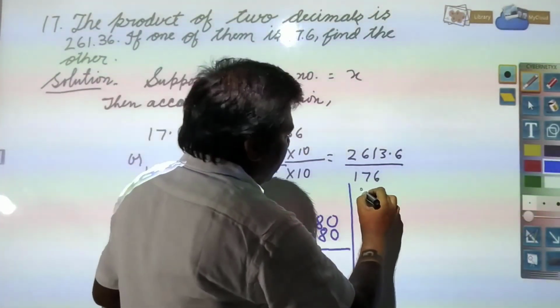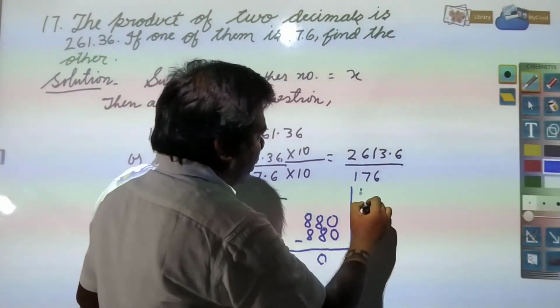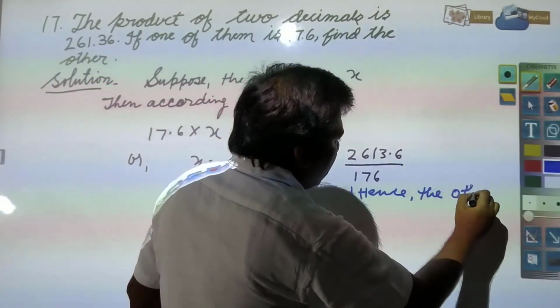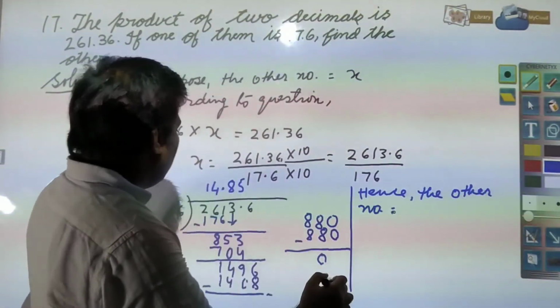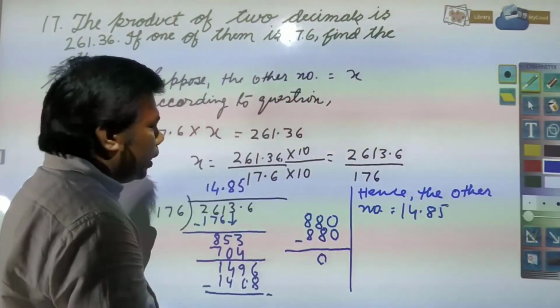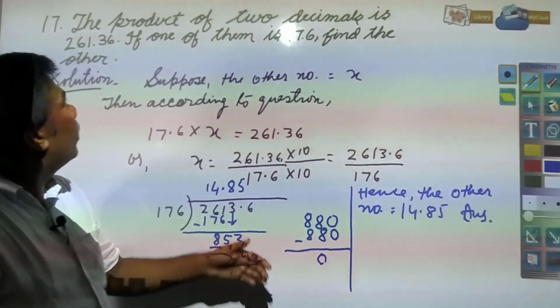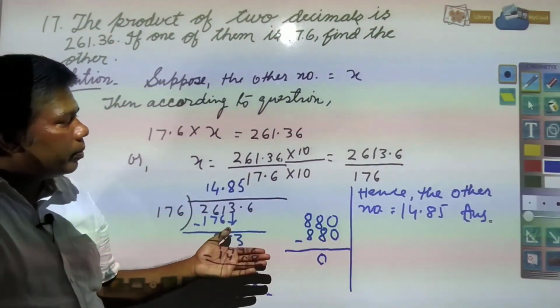So you will write clearly, hence the other number is equal to 14.85, and this is your answer. So in this way you have completed this exercise. So all the word problems you have done.